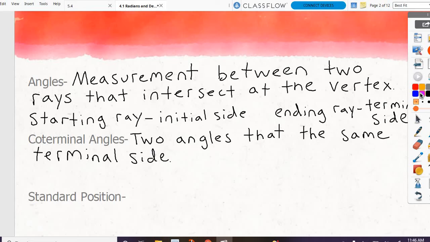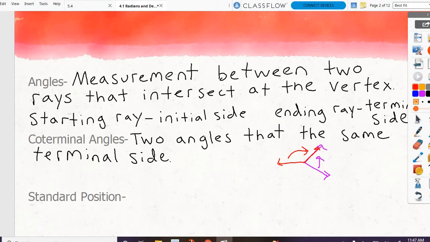So, like, if I had that angle, and I'm measuring from my bottom to the top, my top side is going to be the one that is our terminal side. So then if I had another angle that went that direction, those would be coterminal angles because they share the same terminal side. Does that make sense?